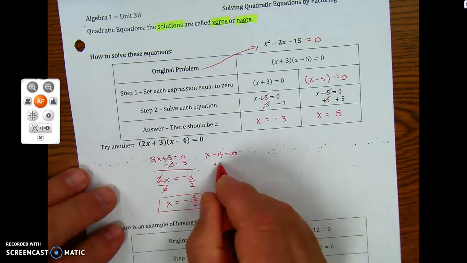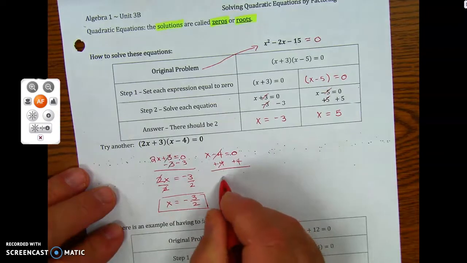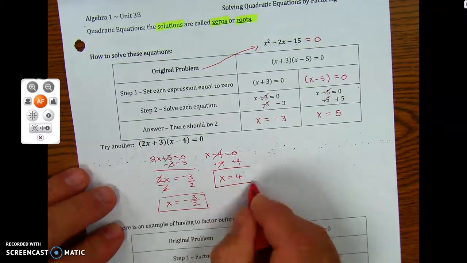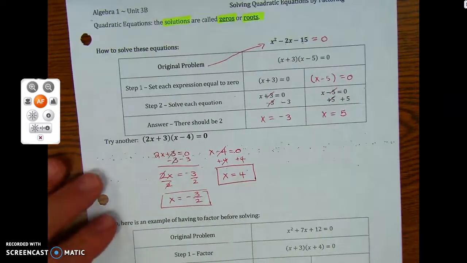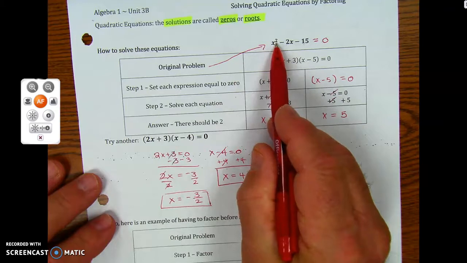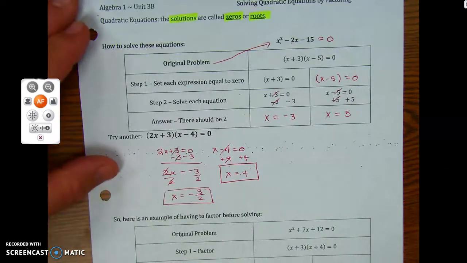Over here it's easy. Add 4 to both sides. X equals 0 plus 4 is 4. That's my second answer. Guys, if the equation has a degree of 2 right here, the exponent 2, there should be how many solutions? 2. All right.